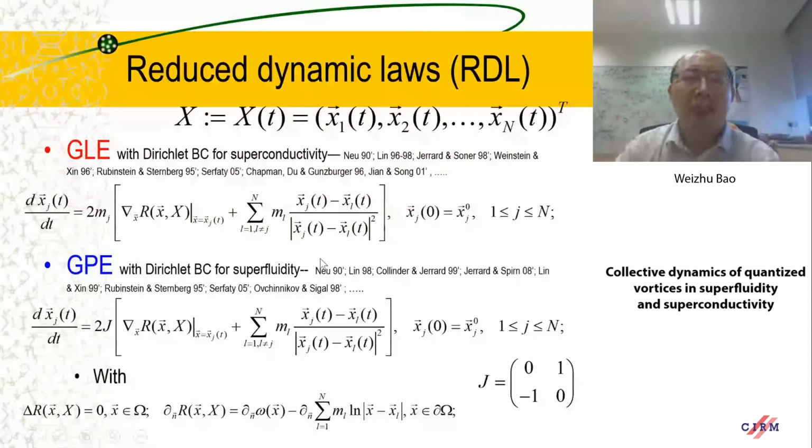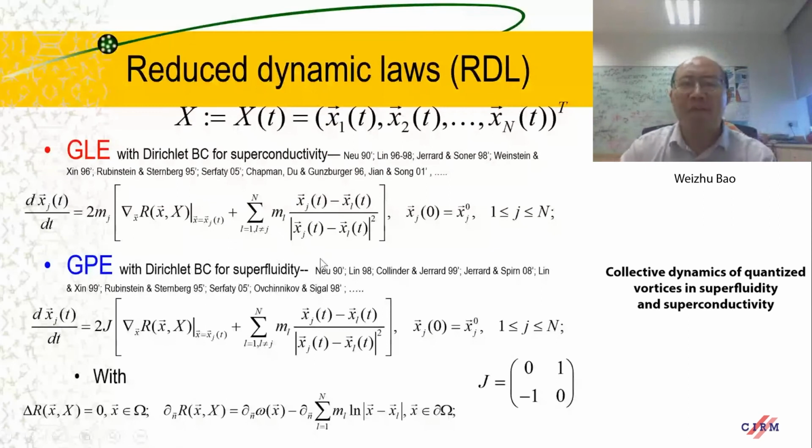Basically, it's an ODE with a non-local R, which depends on the vortex location. For the Ginzburg-Landau with Gross-Pitaevskii equation, this is some ODE. The capital R follows different boundary conditions, something like that. I don't want to bother you here. And for the Ginzburg-Landau equation with Neumann boundary condition, this is the ODE. This is the dynamic law. For the GPE equation, this is the dynamic law.